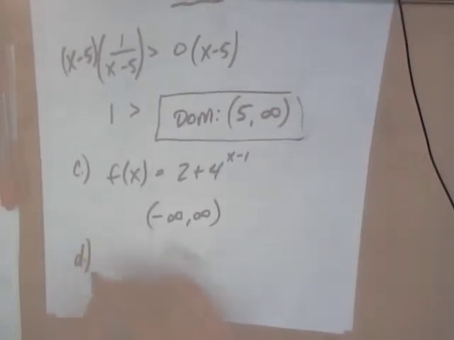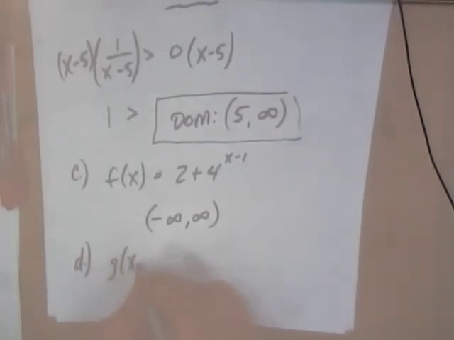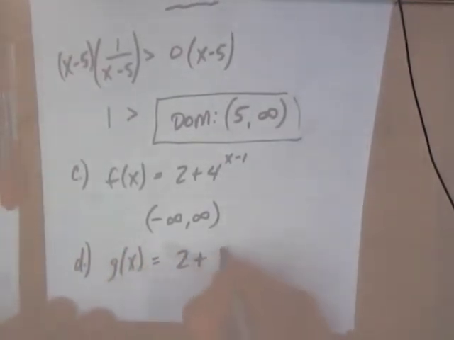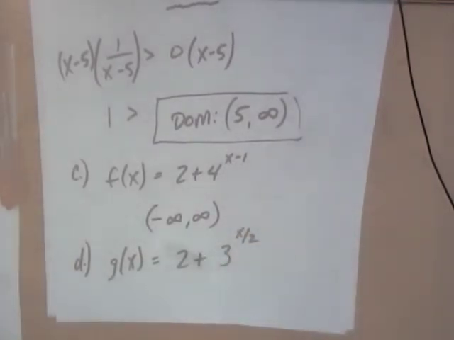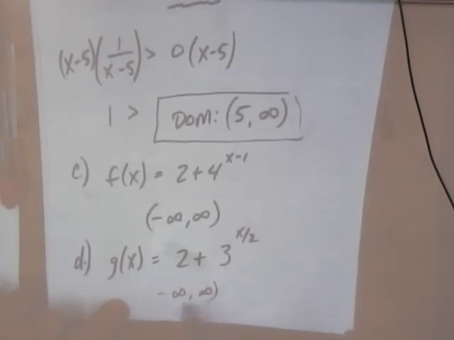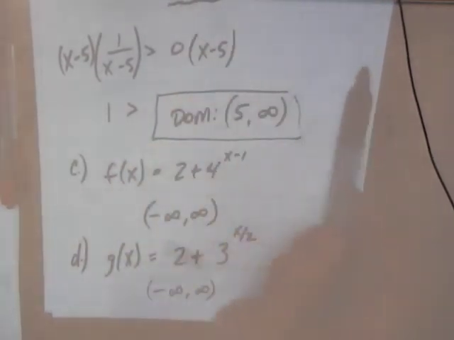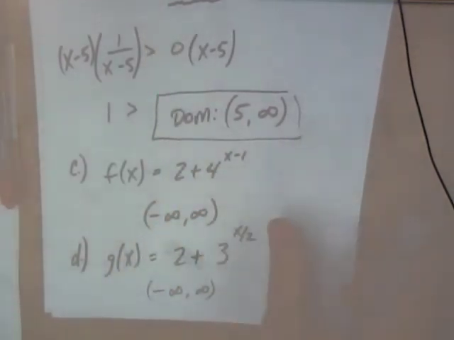D. G of x is equal to 2 plus 3, it looks like, raised to the x halves power. I'd say no restrictions again. Any questions on those? So it looks like the only restrictions they're gonna give us is make sure your denominators never equal 0 and don't take the log of anything but a positive value.